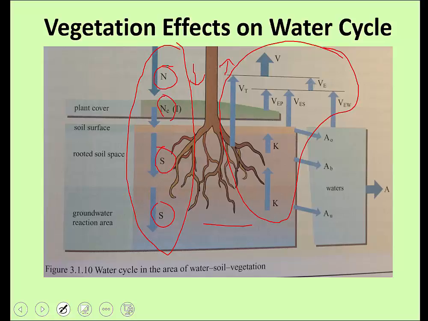Now, if anyone is looking at agriculture and they're interested in knowing more about this, I would be happy to get you more information on this. But for now, again, don't worry about the variables. Just realize that you can do that. You can look at the impact that certain types of vegetation are going to have on your water cycle.